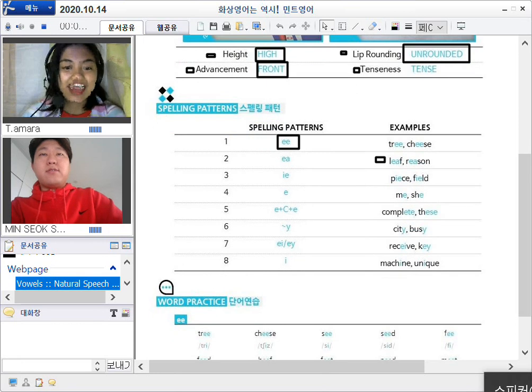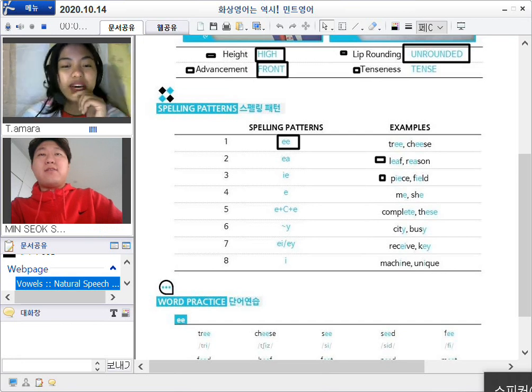If they have IE in the middle, usually we pronounce them with the E sound, like believe, receive, like that. Okay, could you please read the sample words? Peace, feed.